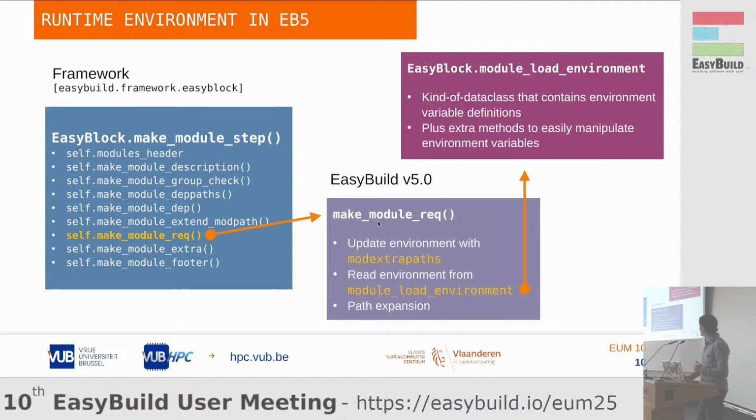So we have improved a lot how this works in EasyBuild 5, and we still have the make module rec, but now make module rec has been basically redone. What it will do is first update the module environment with whatever is defined in the mod extra paths EasyConfig parameter of the EasyConfig that is being installed at the moment. And then it will parse this module load environment variable that I will explain in a moment. It will do path expansion so that glob patterns are respected and not just injected into the module file, which will never work. And then it will generate the module file.